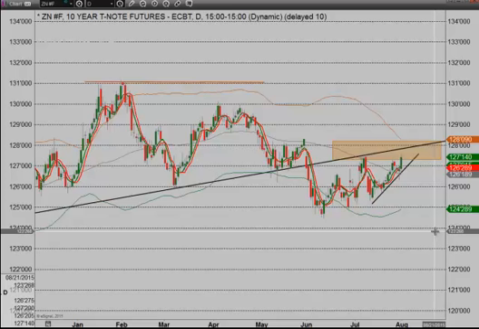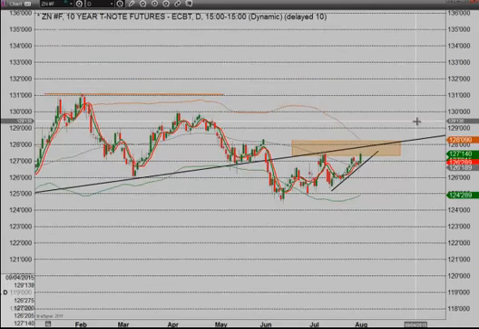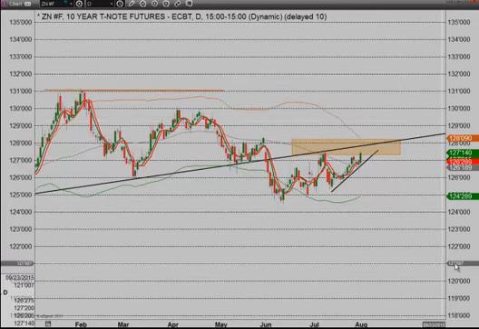And overall, you want to be a seller of the 10-year note here in anticipation of higher interest rates, of this market going south, which we think will definitely be fueled by Federal Reserve action later this year.